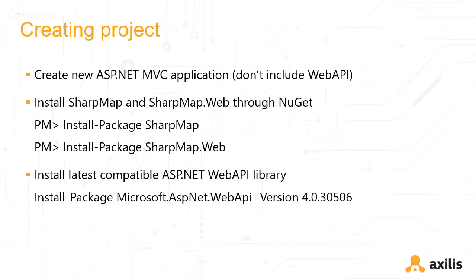So how do you create a project? First, you create a new ASP.NET MVC application, but don't include Web API. The problem is that SharpMap has strict dependencies, and you cannot use newer versions of the Web API because of the dependency on Newtonsoft JSON. Then install SharpMap and SharpMap Web through NuGet with these commands, and then you can install Web API, and it has to be version 4.0.